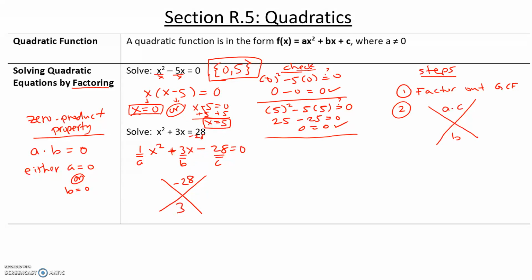bottom of the diamond. Then we figure out which numbers multiply to be negative 28 and add up to be 3. So in this case, those are going to be 7 and negative 4. 7 times negative 4 is negative 28. 7 plus negative 4 is 3.